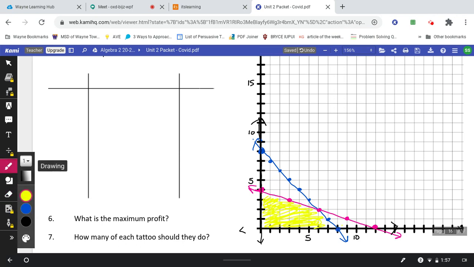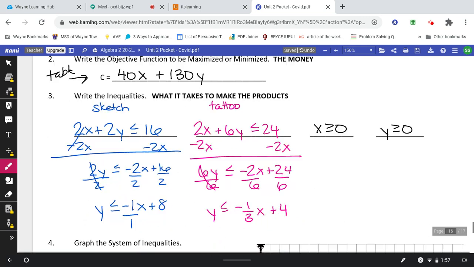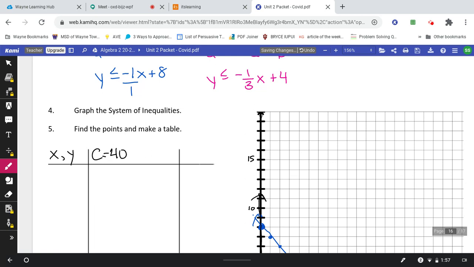All right. So then we're going to come to our table, and we're going to come up with our ordered pairs. So I'll fill in the correct part of the table. We have to go up to the top part number 2 way up here in order to get our money. That goes in our table. 40x plus 130y equals C.